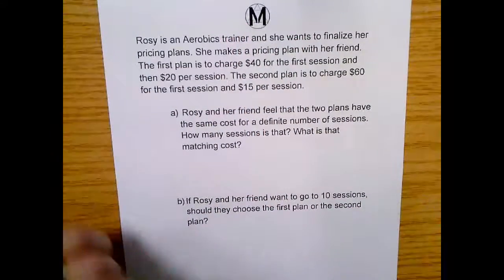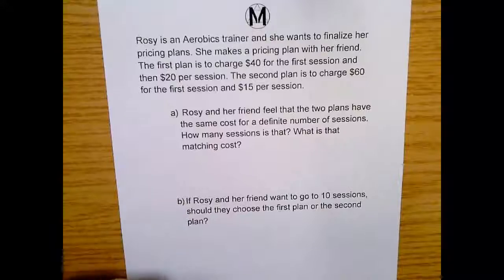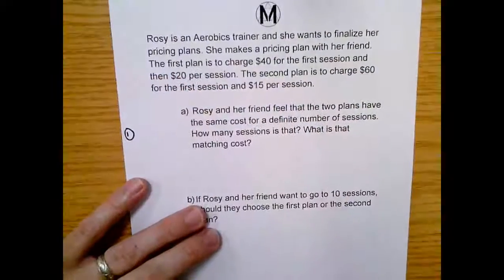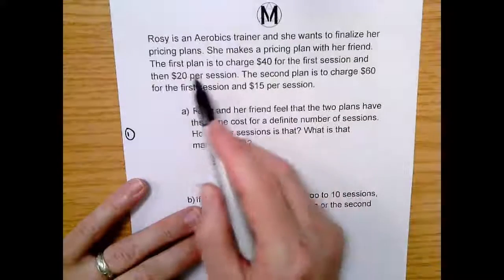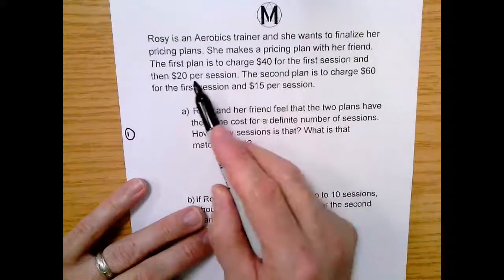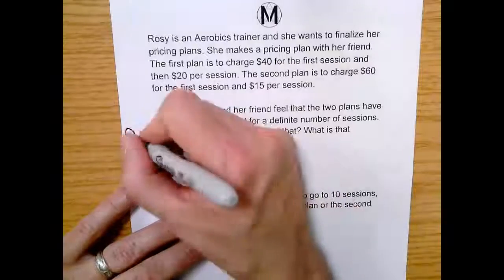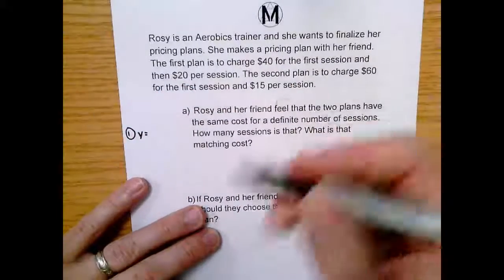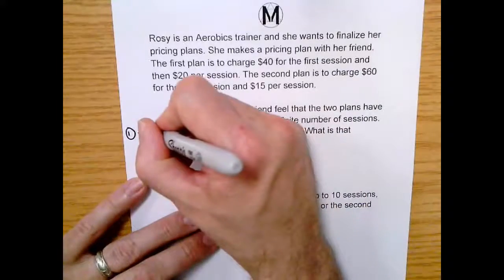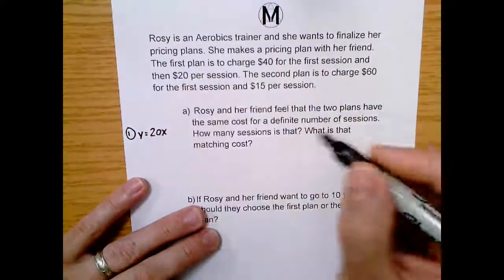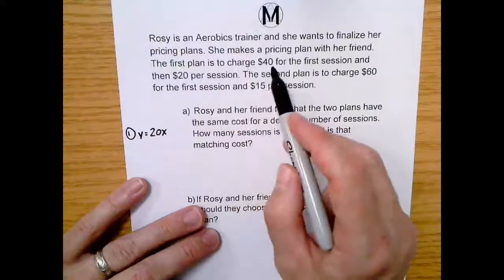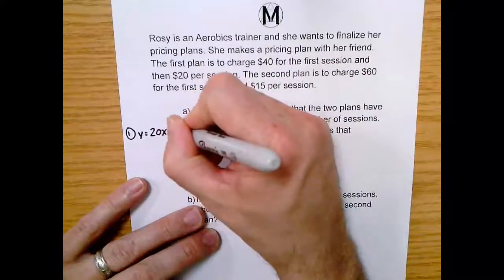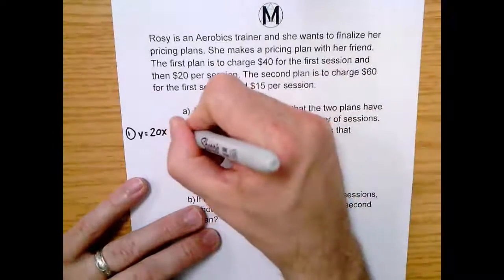All right, so let's just lay out our plans here and see what we got here. So plan one. I'll do it over here. All right, plan one is $40 for the first session and $20 per session. Okay, so when you see the per session, that's a big indicator that that's going to be your rate or your slope. So we put the x with that. That's like saying 20x. And 40 for the first session means you walk in and you pay $40 no matter what. Okay, so there we go.